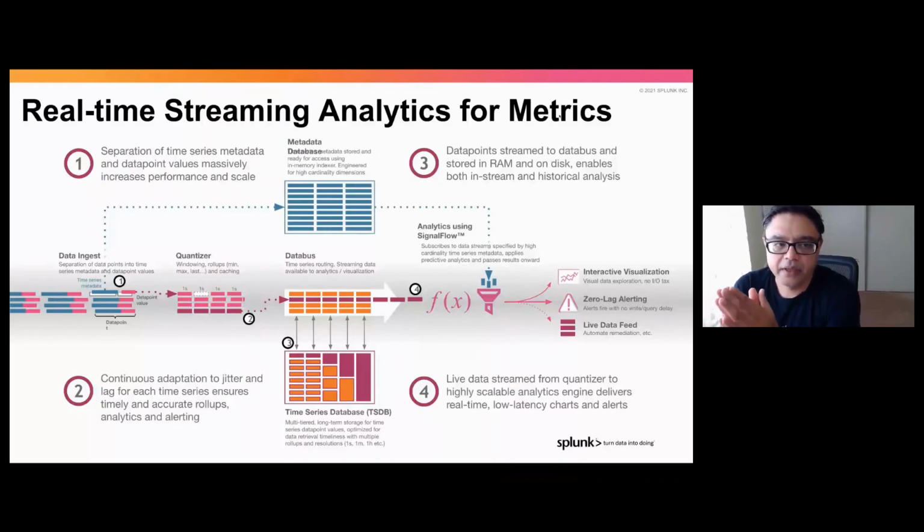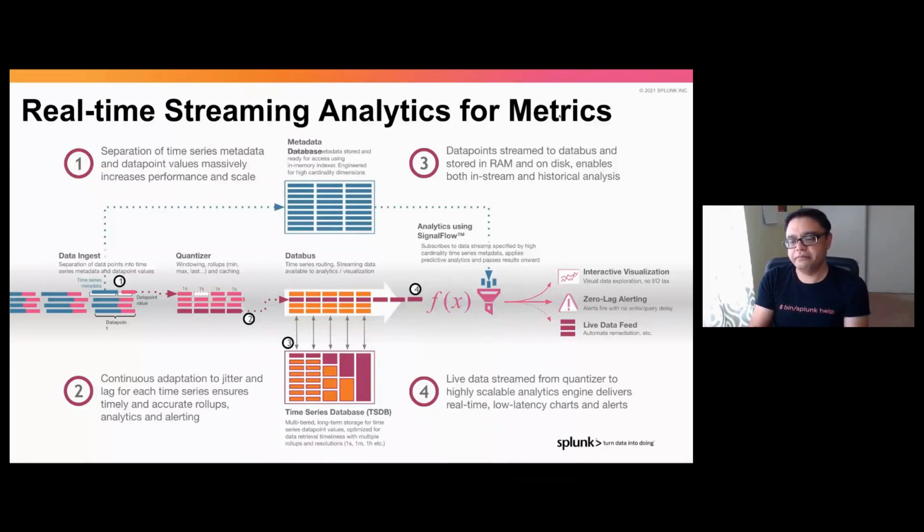And third, data points are then streamed to the components that you're looking at on the right-hand side. So interactive visualization. This is not batch and query. This is not periodically querying the TSDB. The data points are streamed to the jobs that need the data. That can be your visualization, alerts, data feeds, or the automation jobs that you have put in place.